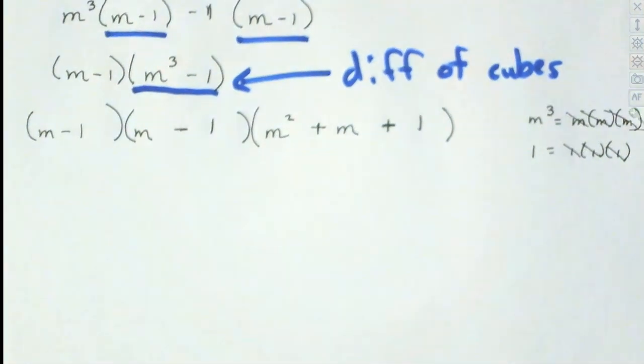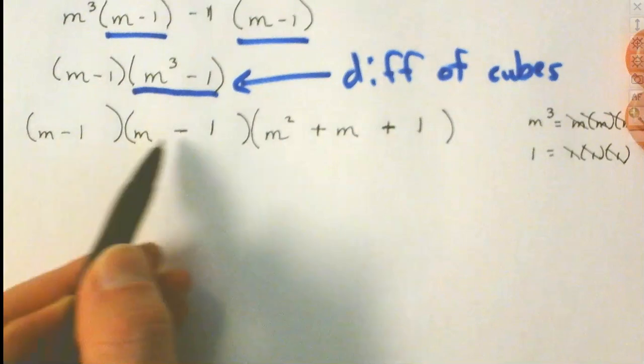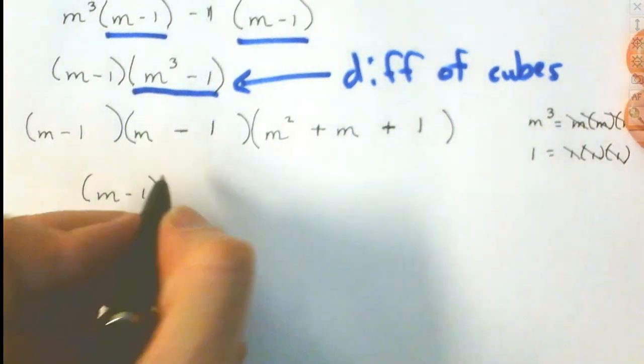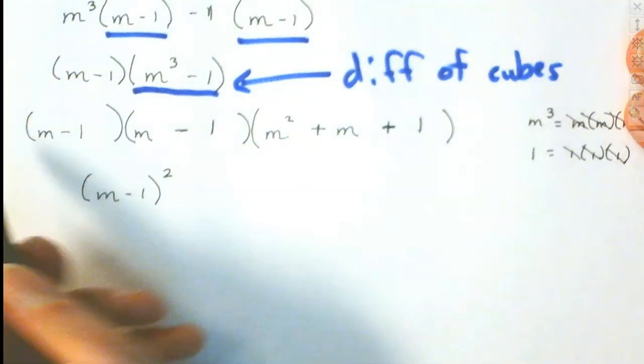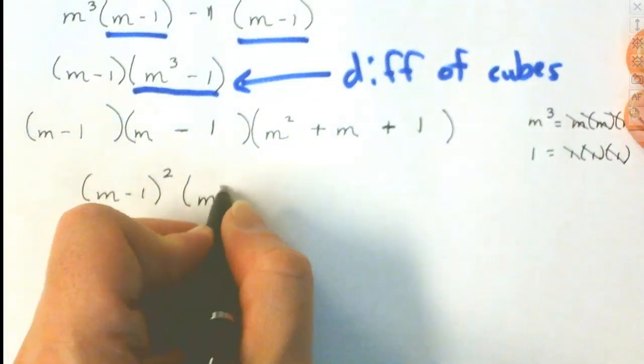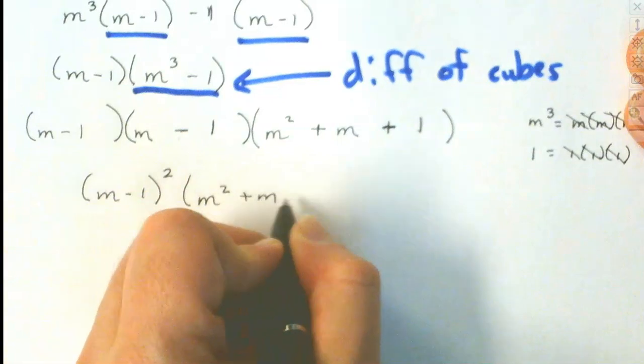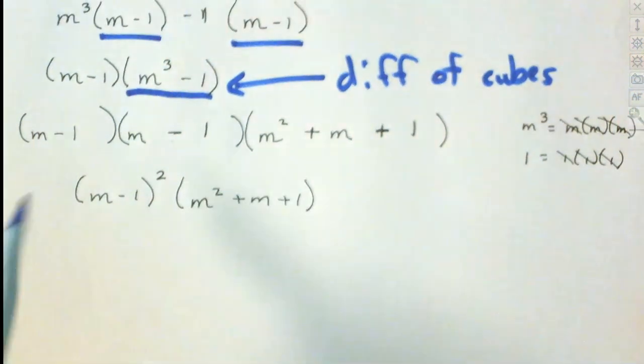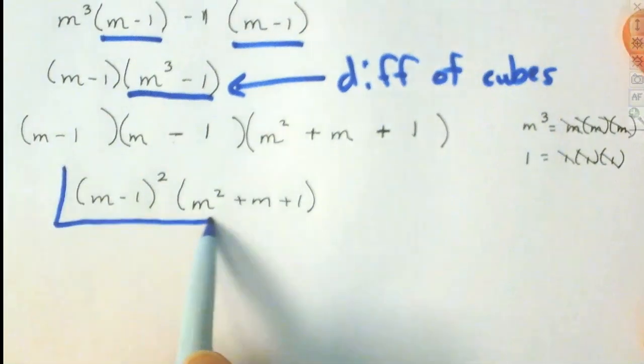So we factored it by grouping. Then we factored out that difference of cubes. And now we can combine these 2 together because these are the same. And I can rewrite that as m minus 1 quantity squared, because there's 2 of them, times m squared plus m plus 1. And that is as far as you can possibly go.